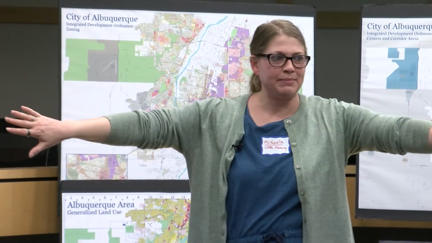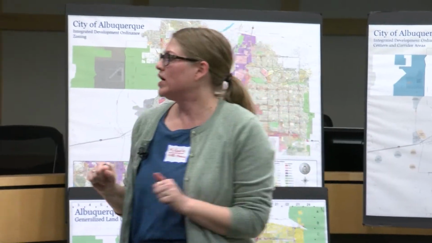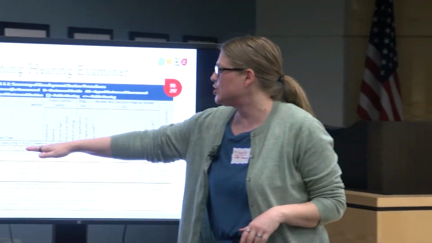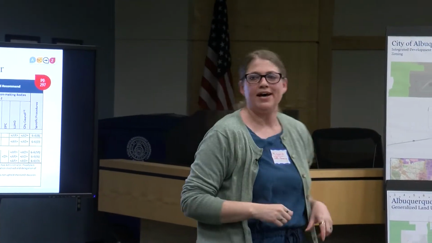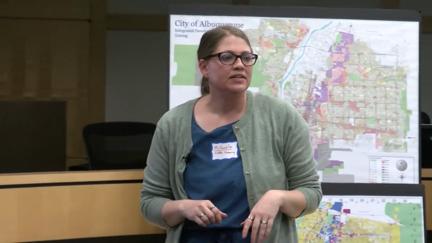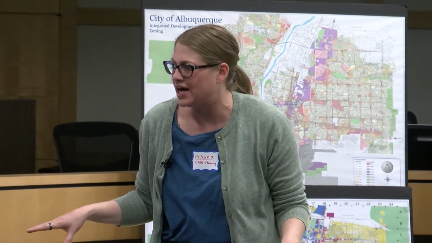But you said 24. So let me step backwards for a second. We're talking about 2 things. One is for things in the use table that are listed as Cs. A C for conditional, meaning there's an extra process in front of the zoning hearing examiner to say that that is a use that will be compatible and not harmful for the surrounding properties.